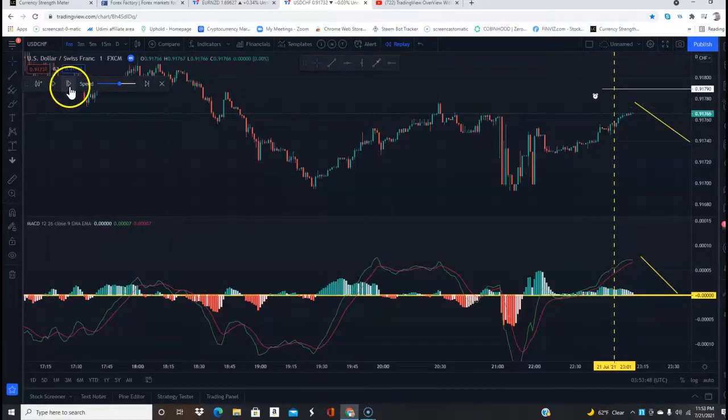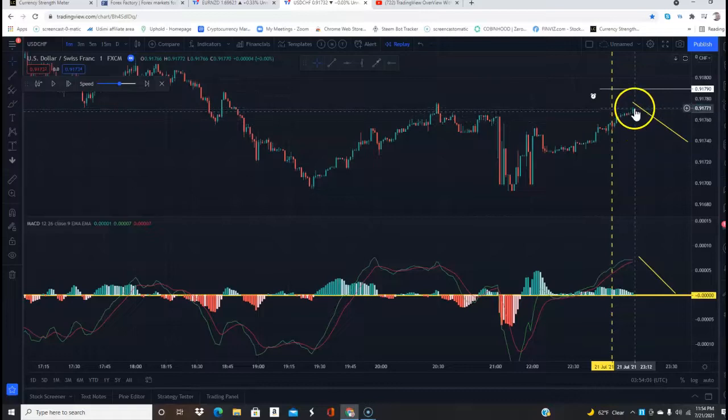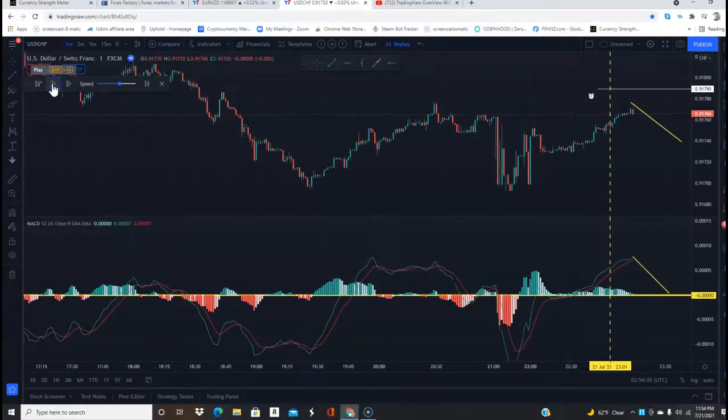So as we play this, we can see here we have a big, nice 1 minute bullish candle pushing up. Still not creating a higher high over here, so we're paying attention. Let's see what happens.